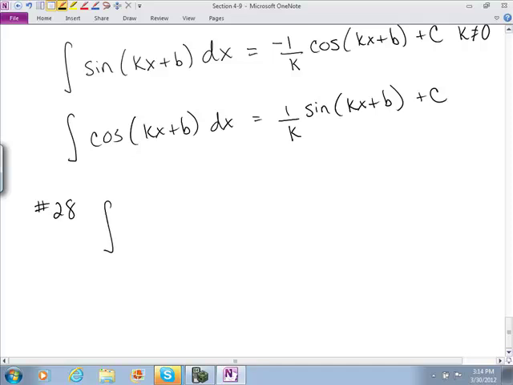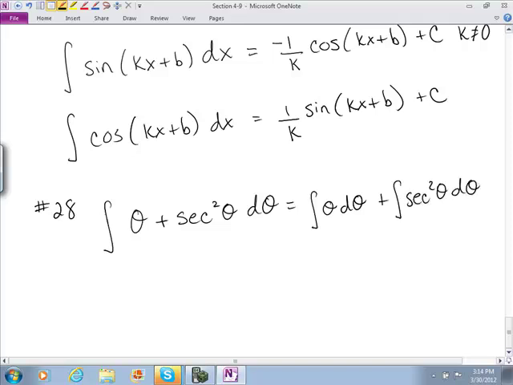The antiderivative of theta plus secant squared theta d theta. All right, so what I want you to do is think of these separately. So this is the antiderivative of theta d theta plus the antiderivative of secant squared theta d theta. Well, the antiderivative of theta, that's just like the antiderivative of x. That's just the power rule. You just add 1 to the exponent, so it's going to be theta squared divided by the exponent plus 1, so 2. See, if you take the derivative of that, you will just get theta.